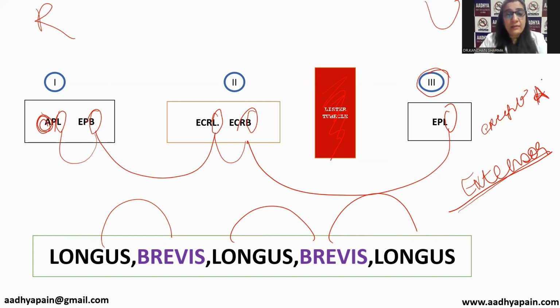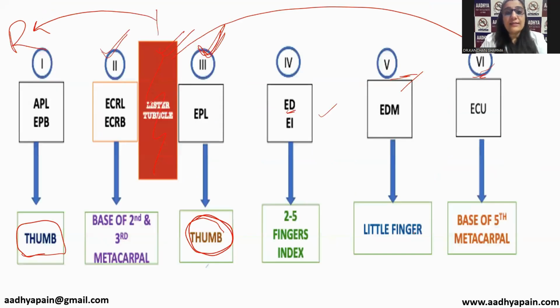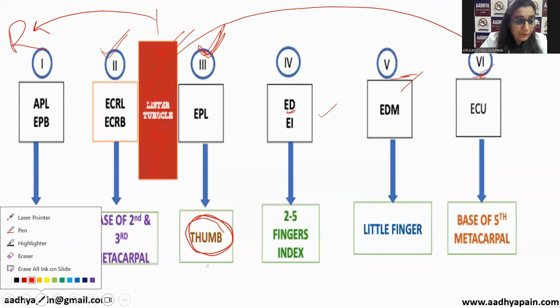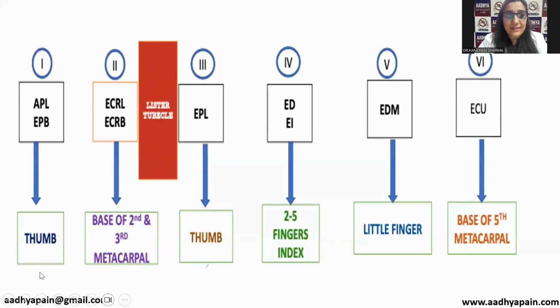Then we have already discussed that first and third is for the thumb, and fifth and sixth is for the little finger. Now we'll go back to our previous slide. In addition to that, before going to the previous slide, we have also learned this formula: longus, brevis, and then longus. So let us now go back to this slide, and it becomes very easy for us to understand.